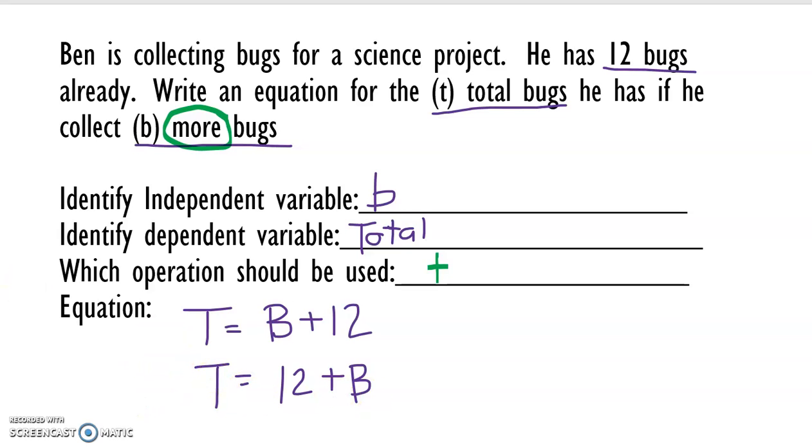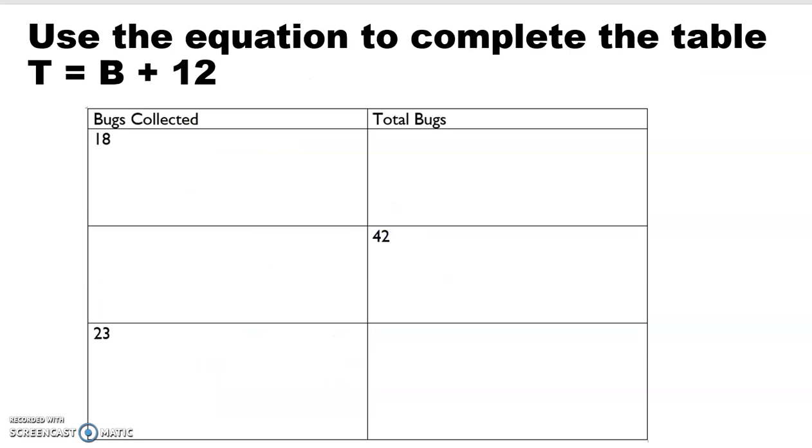Now that I've come up with that equation, I should be able to use it to complete this table. Remember, when we're completing the table, we're using substitution, so I'm replacing one of the variables to tell me the other. When you look up here, be careful to pay attention to which one this represents. So 18 represents the number of bugs collected, so I'm going to put that there for the B. And so I'm calculating the total by replacing B with 18 and adding 12.